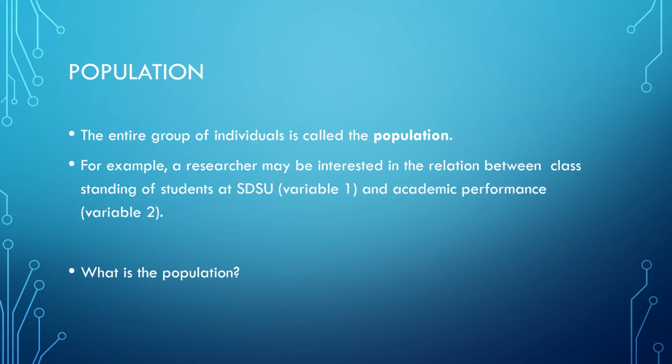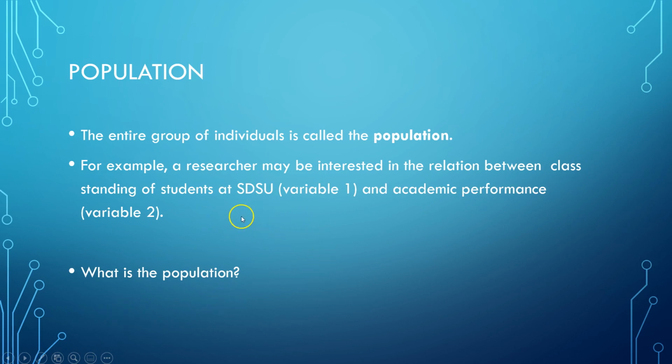All right, so some important terms. We talk about a population and a sample quite a bit in statistics. A population is the entire group of individuals. If I'm interested in looking at the relationship between class standing of students at SDSU, whether they're freshmen, sophomores, juniors, or seniors, and their academic performance, meaning their GPA. So is there a relationship between class standing and GPA? Of students at SDSU, what is the population?